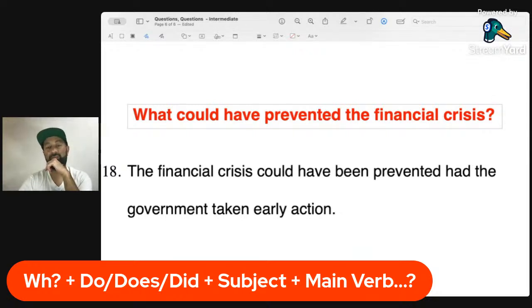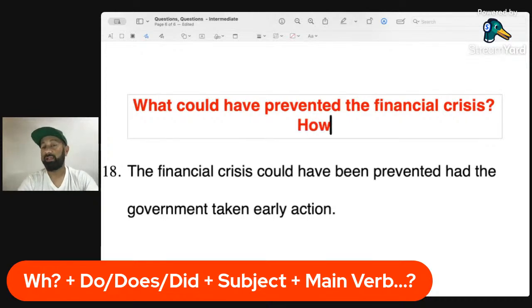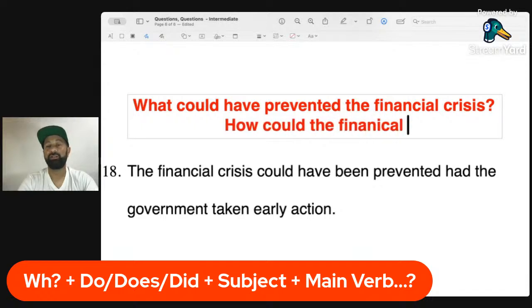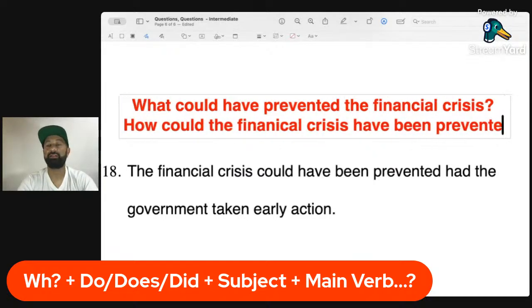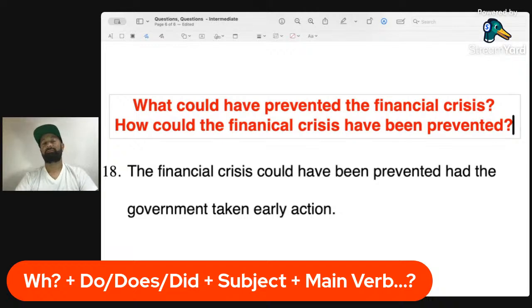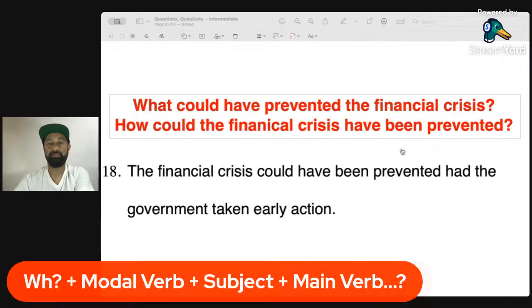Now, how? I could use a how question. How could the financial crisis, how could the financial crisis have been prevented? Financial crisis prevented had the government taken early action. Okay, many different answers here. Okay, this is the modal verb we're using.